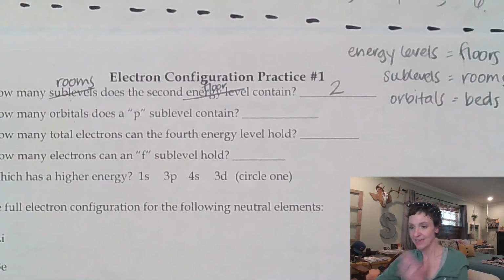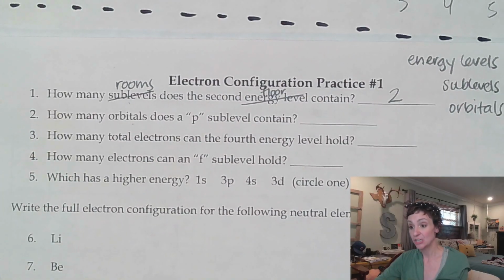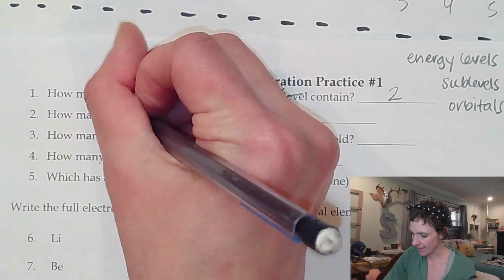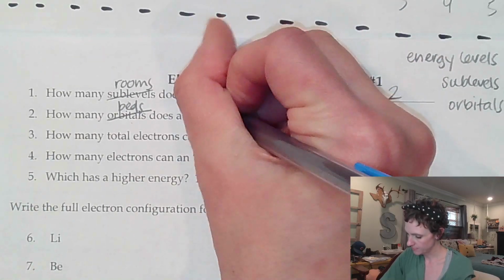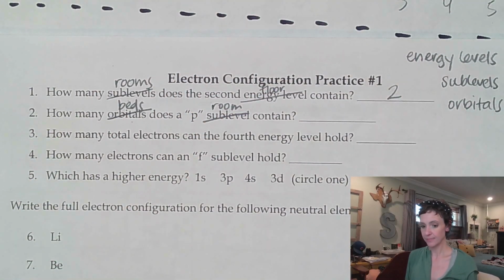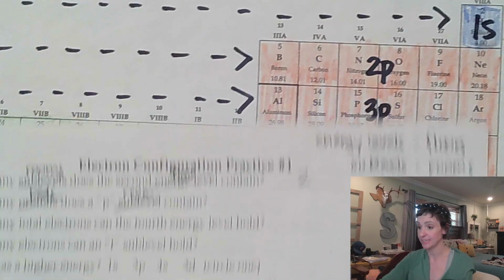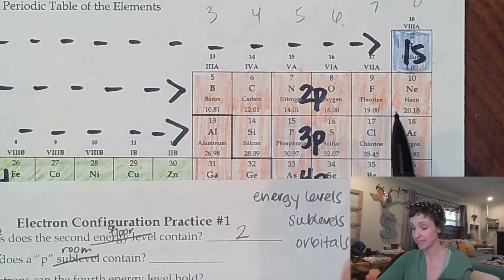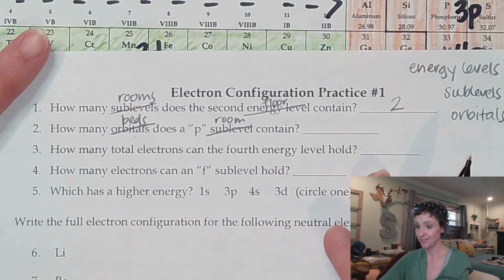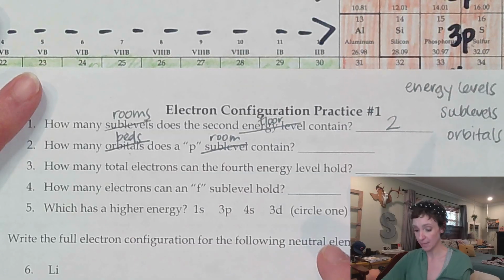Okay, next question is how many orbitals? Orbitals is a bed. So how many beds does a P room contain? So I can be like, okay, a P room, a P room, a P room. If you can't remember what your electron cloud hotel looks like, guys, your periodic table helps you out. Remember, our P block is 6 elements wide to represent 6 electrons that can fit in it. Well, they are going to be fitting in 3 beds. Okay, so this question is, how many beds does a P sublevel contain?